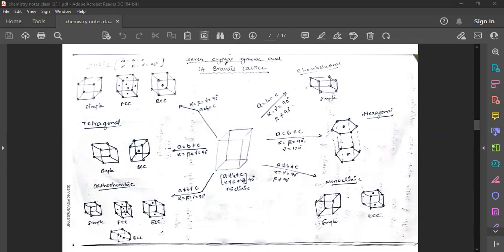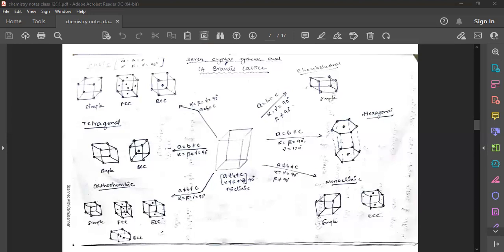Next, tetragonal. In the case of tetragonal, a equal to b, that means two sides will be similar, but different from the third side. So a equal to b not equal to c, but all the angles are the same: alpha equal to beta equal to gamma equal to 90 degrees. So it will form the tetragonal. Again in the tetragonal, we have 2 types of unit cells, simple and BCC.